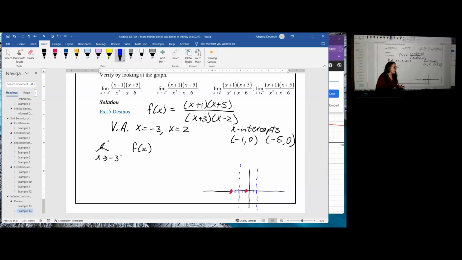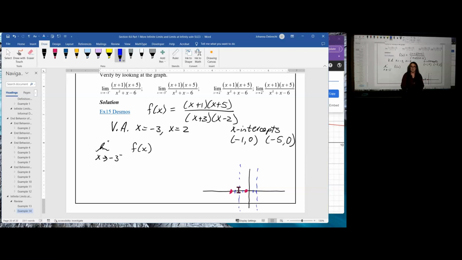When we're trying to decide what happens to the function just to the left and to the right of -3, we have to be careful to take a test point that's between the closest x-intercept and the vertical asymptote. Keep in mind that x-intercepts are places where the graph can cross over the x-axis from above to below or below to above. In doing so, it will change the sign of the y value.